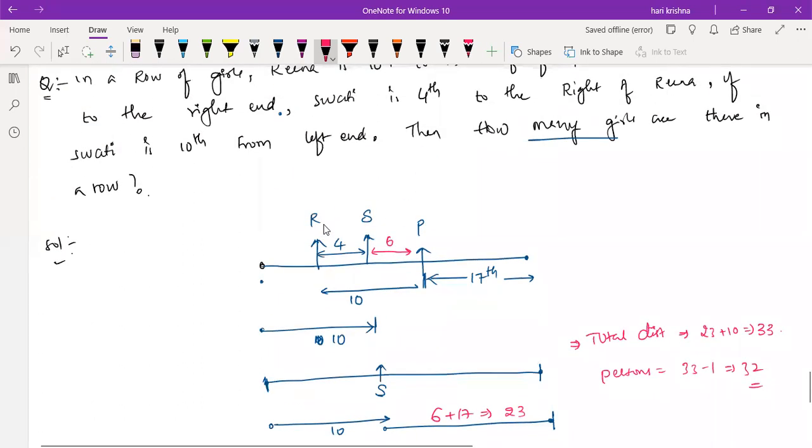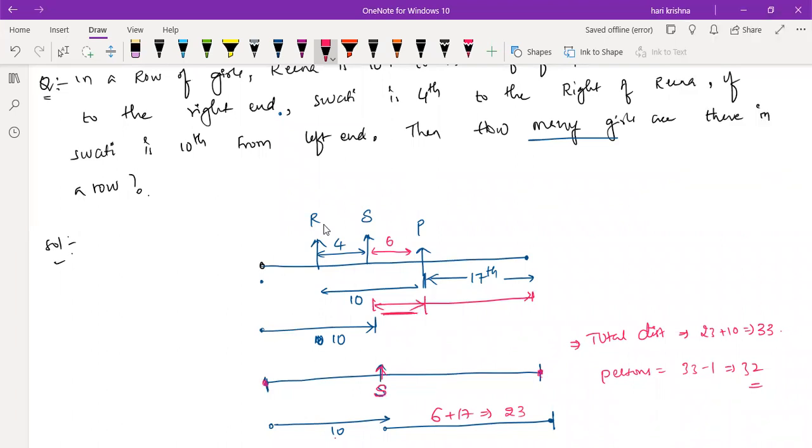See here, if you want to find the total distance from left hand to the right hand with respect to one person as a constant, right? In this part I have taken Swati as a constant, okay? We know the rank of Swati from the left hand, that is 10. But we don't know the direct rank of Swati from the right hand, right? So to measure the distance from here to here, we have the combination values. Up to here we know it is the 17th. But here to here we don't know, right?